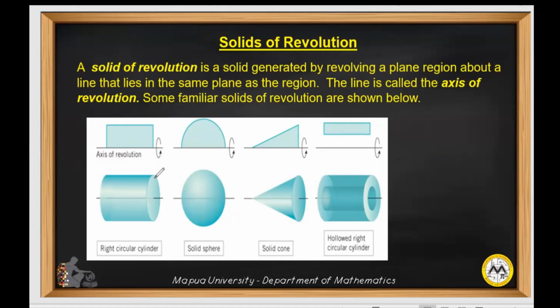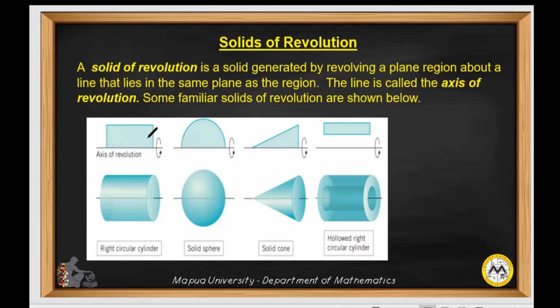What we have is a plane region, on a plane, and a line that lies in the same plane as the region. We call that line the axis of revolution, or sometimes the axis of rotation. So how do we form the solid of revolution? Let us consider a rectangular plane here, and let this horizontal line be the axis of revolution.